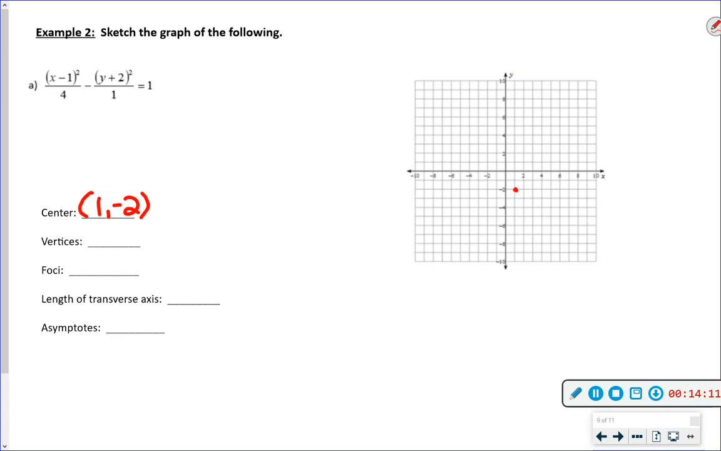Everything else is the same. 4 is under x. Square root of 4, 2. 2 right, 2 left. From our center. 1 is under y. Square root of 1, 1. Up 1, down 1. From the center. Okay, central box.